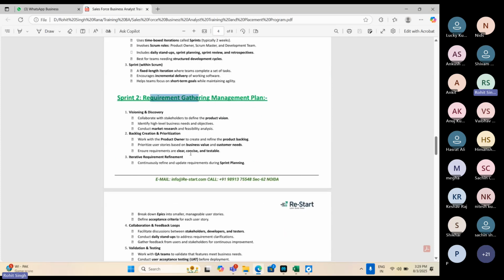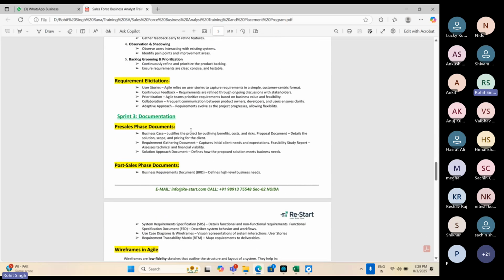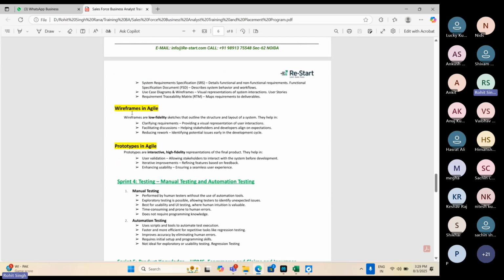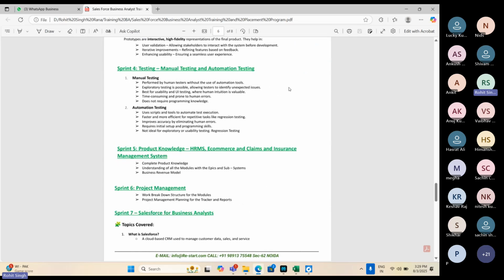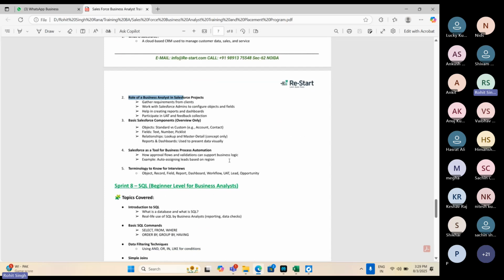Then we would be discussing the requirement gathering plan, which is one of the most important activities a business analyst does along with the product owner and senior management with the technical team. And then, of course, the different techniques, then the documentation process, pre-sales, post-sales, wireframes, prototypes, then, of course, the testing part. Then comes the product knowledge, then the project management, and then we will start Salesforce. In Salesforce, we would explain what Salesforce is, the role of a business analyst in Salesforce projects, basic Salesforce components, Salesforce as a tool for business process automation, and terminologies.